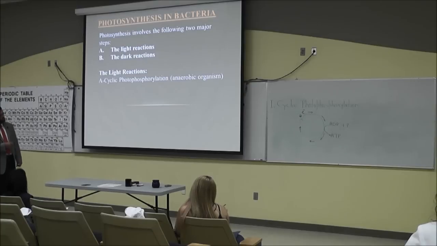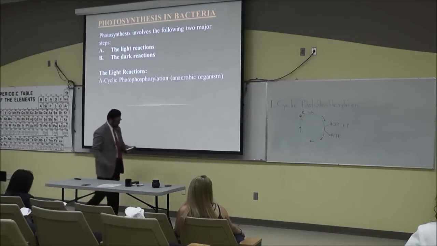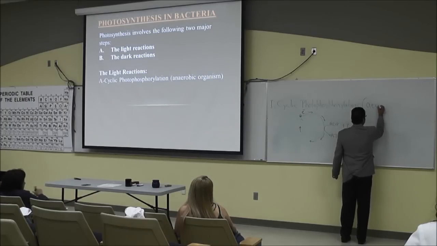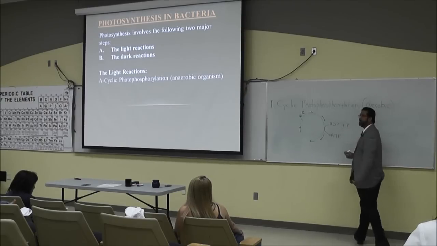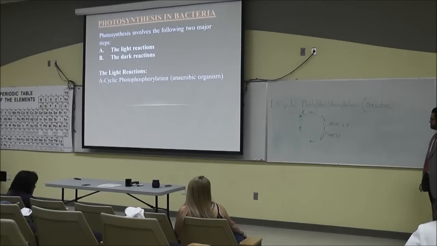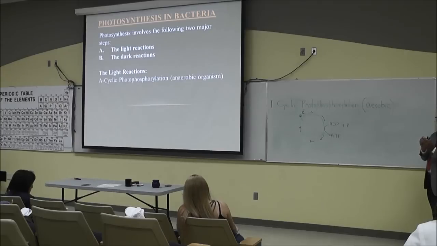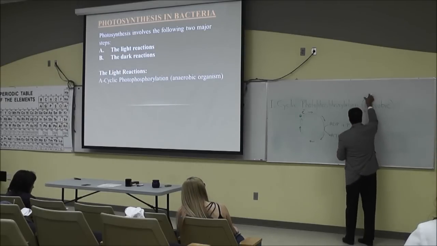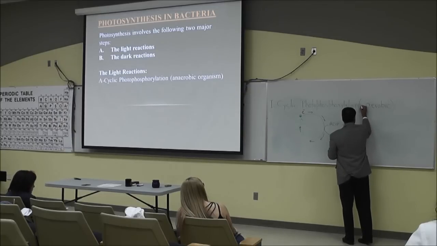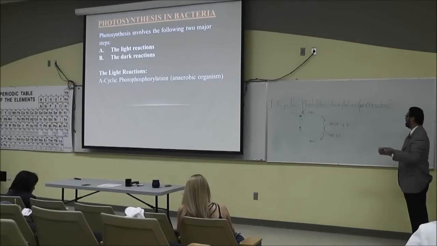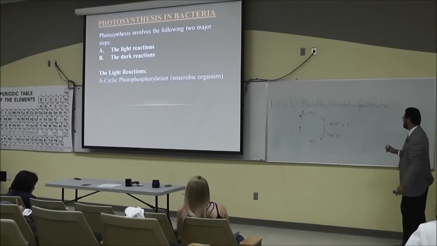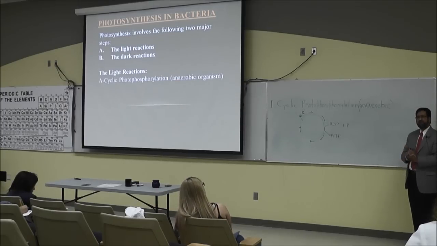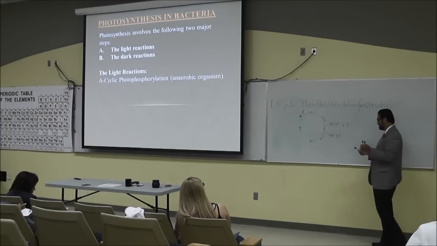This process, cyclic, takes place in anaerobic bacteria only, such as green sulfur and purple sulfur bacteria. My fault, anaerobic. This is what happens. The light energy strikes the chlorophyll.